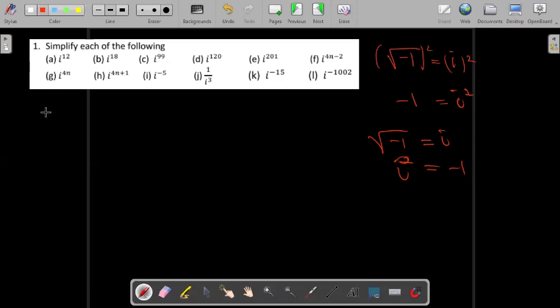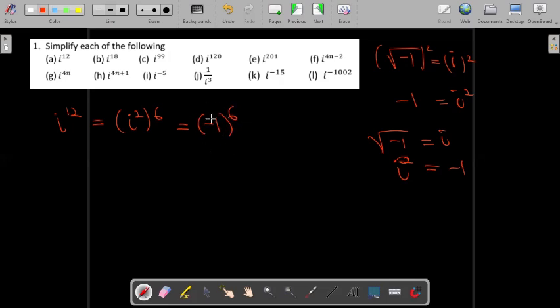So notice with question 1, we have i to the power 12. So how can we write this? You notice that this is the same as writing i squared, then the power 6, because the 6 and the 2 multiply to give the 12. We can further simplify this: since i squared is -1, I'll say (-1) where i squared is, and I have 6 there.